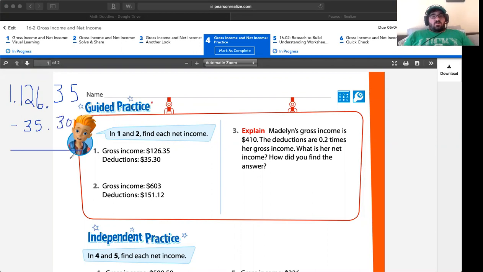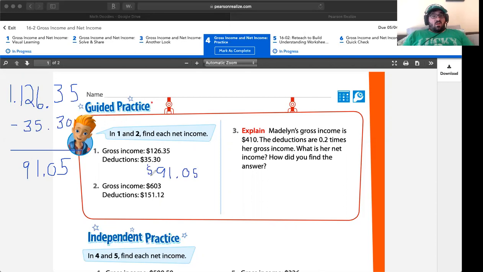5 minus 0 is 5. 3 minus 3 is 0. I bring my decimal straight down. 6 minus 5 is 1. 12 minus 3 is 9. So my net income is $91.05.